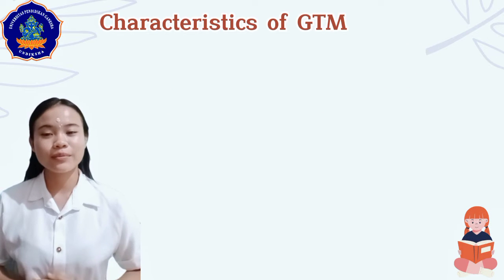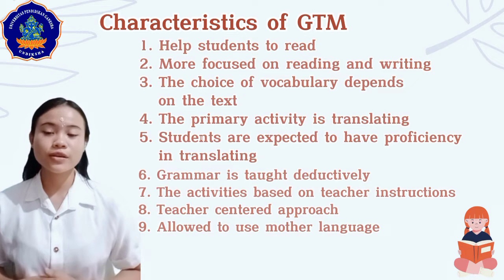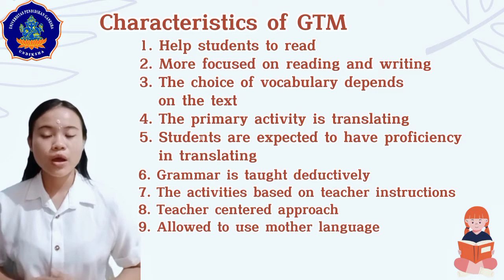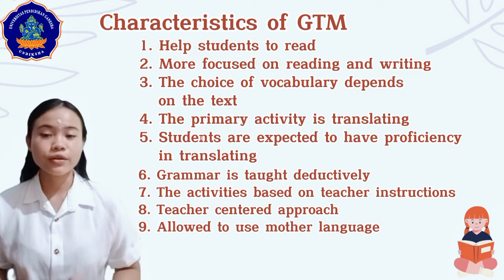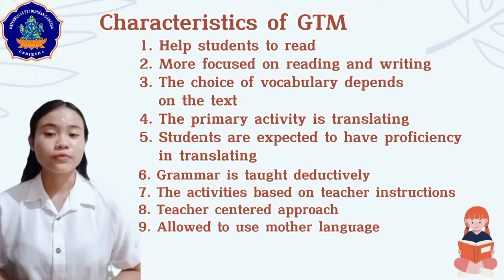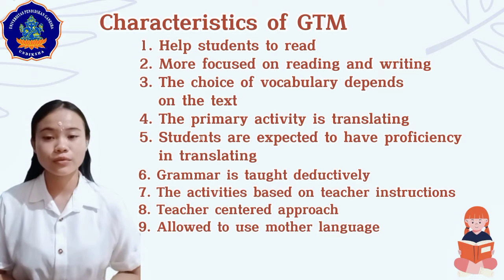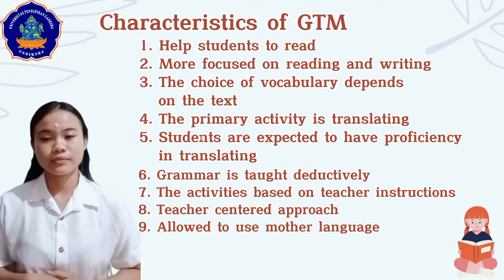Okay, next let's talk about the characteristics of GTM. So first, grammar translation method helps the students to read. Second, in GTM, reading and writing skills are more focused than listening and speaking. Third, the choice of vocabulary depends on the reading text used. Number 4, the primary activity is translating from the target language into the mother language and vice versa. Number 5, students are expected to have a high standard of proficiency in translating.